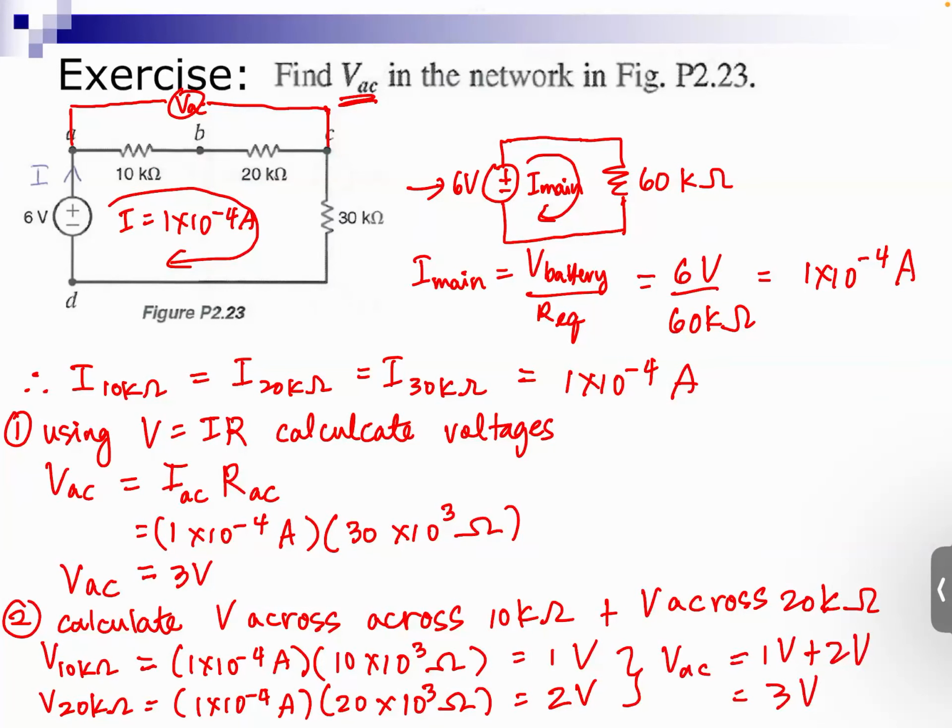But first you really have to find the main current in the circuit. There's no going around finding the main current. That's the most crucial step. And then once you know the main current, you can easily find the voltages across each of the resistors.